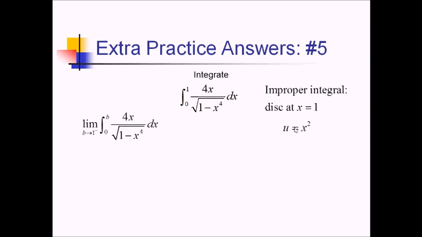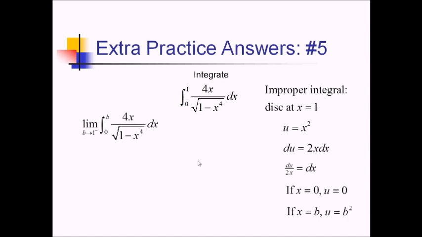But first things first, let's do our little u dance here. So we've got du equals 2x dx. Dividing by 2x, we've got dx is du over 2x. For u values, if x equals 0, then I have the u value 0 squared, or just 0. And if x is b, now I've got a u value of b squared.